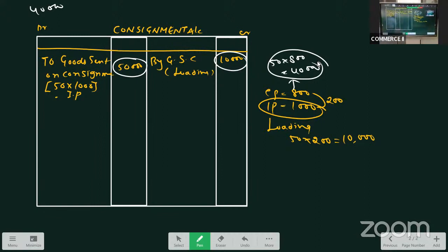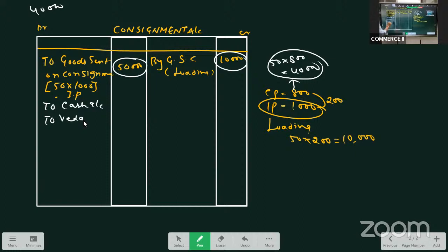Then, Manasvi paid 2,500 for forwarding goods. Okay, so 2,500 are the expenses of consignor, isn't it? Remember, we take 4 items on the debit side to cash. Expenses of consignor. Then to consignee. What is the name? This tongue twister.